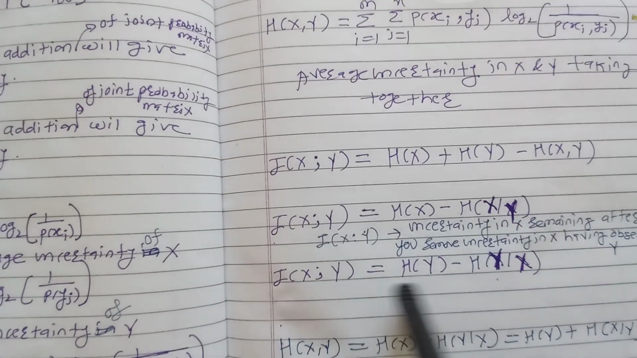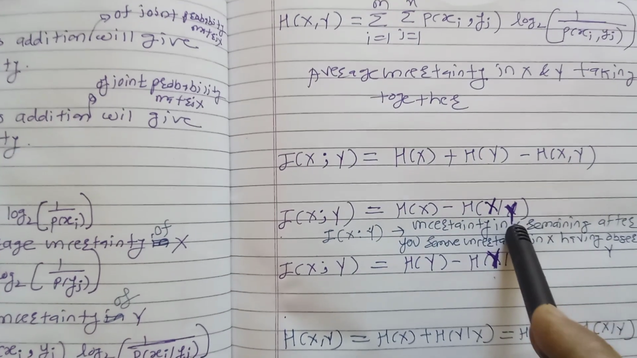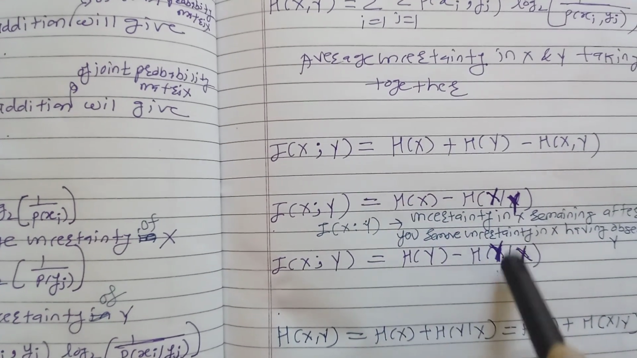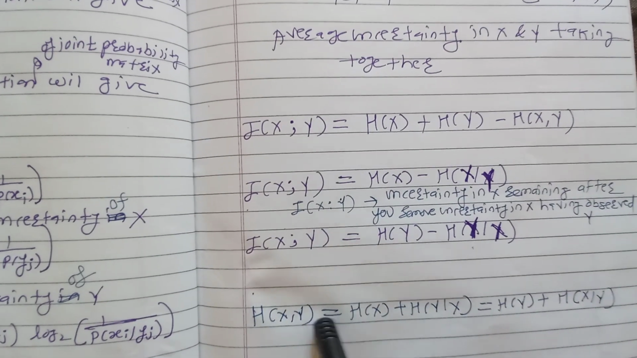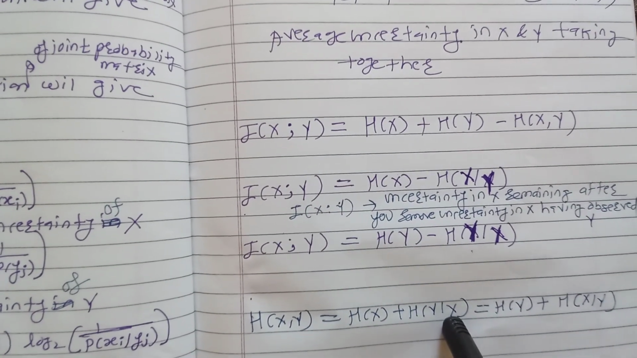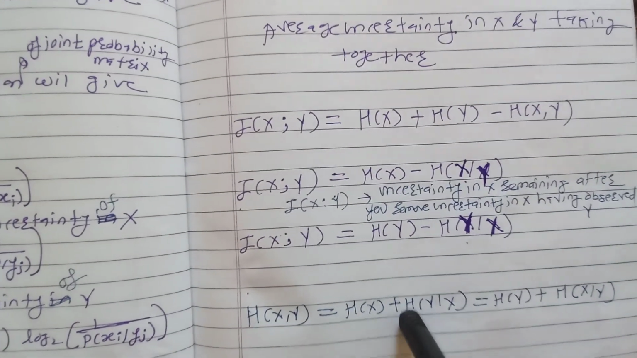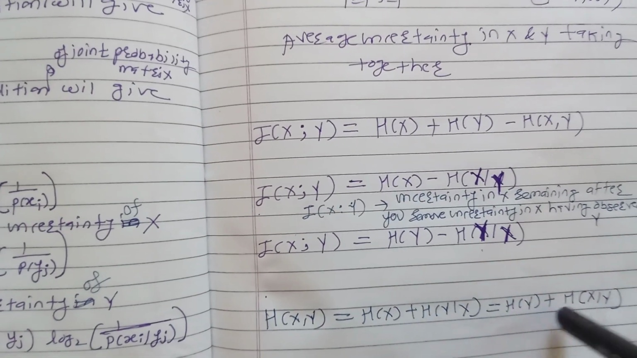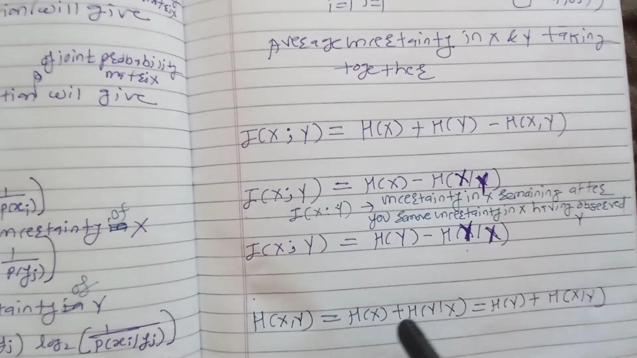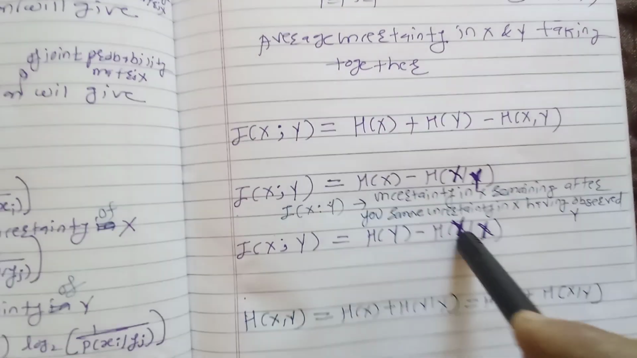I(X;Y) is also H(Y) minus H(Y given X). So this is easy to remember: H(X) minus H(X given Y), or H(Y) minus H(Y given X), or H(X) plus H(Y) minus H(X,Y). Now H(X,Y) is H(X) plus H(Y given X). So don't get confused between this formula and this formula: in H(X,Y) there is a plus sign, and in I(X;Y) there is a minus sign. That is also H(Y) plus H(X given Y). Here if it is X, it is Y; in this case it is Y; if it is Y, it is Y only.